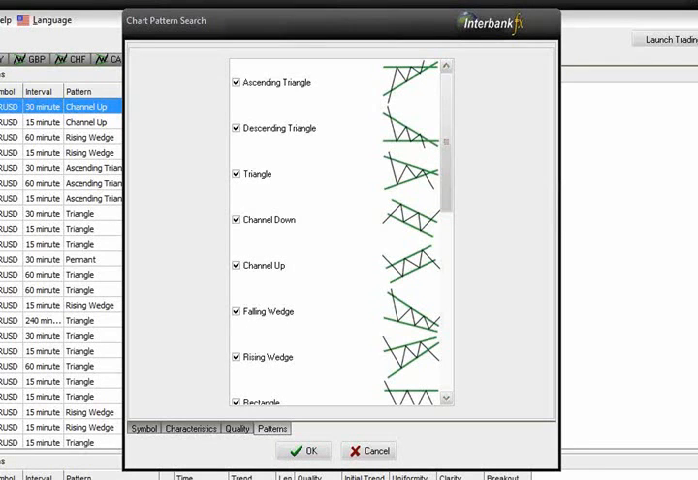Okay? So in terms of triangle patterns, whether they be ascending, descending, or symmetrical, some people refer to these as asymmetrical triangles, but triangles are, again, self-limiting patterns. At some point, they're simply going to run out of room. Okay?